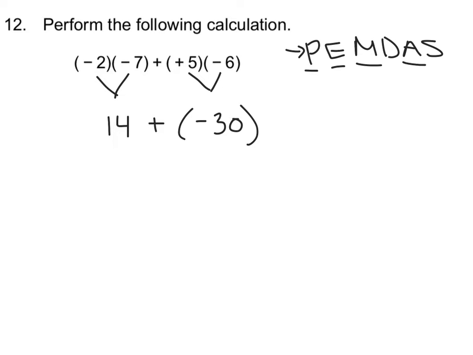Next, I can add 14 plus -30. And this equals -16. And you can do this on your calculator, or you can visualize the number line to help you get to this answer.